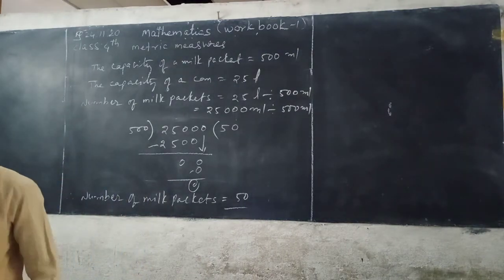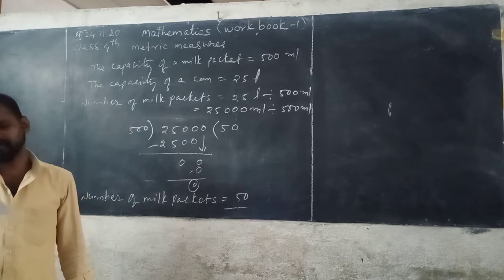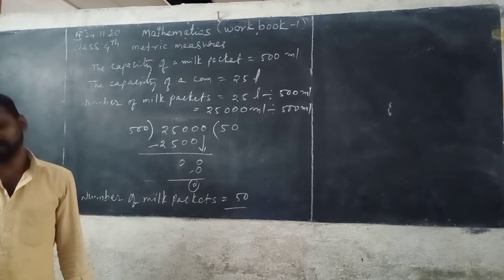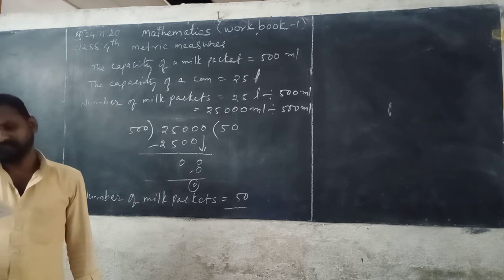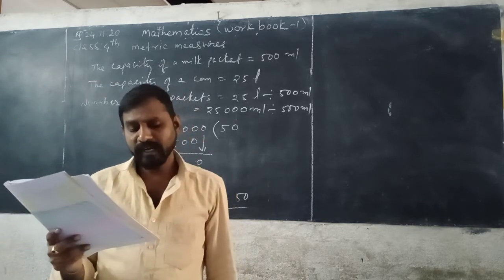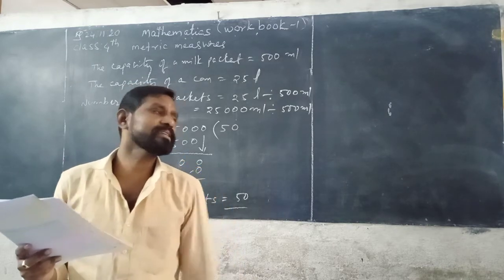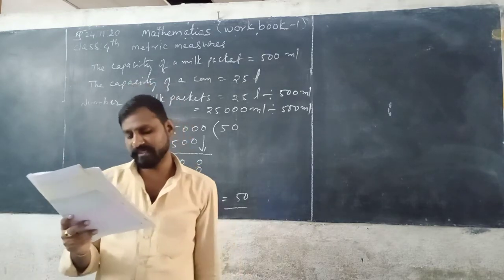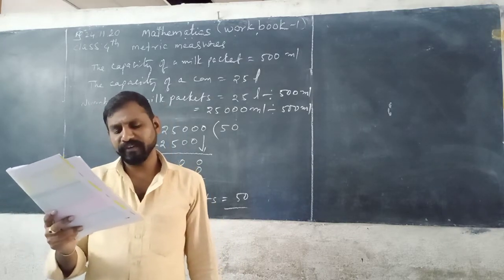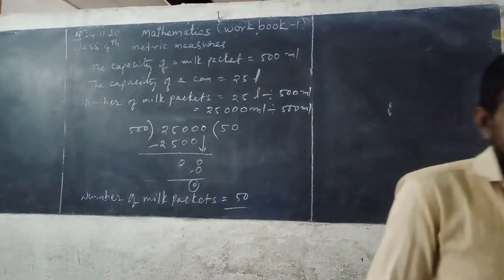Now next, beta, Suresh bought half kg potatoes for 15 rupees. Ramesh bought 500 grams potatoes for 15 rupees. So which was the better deal? See here, Suresh bought half kg. Half kg means 500 grams potatoes for 15 rupees. Ramesh bought 500 grams of potatoes for 15 rupees. Which was the better deal?